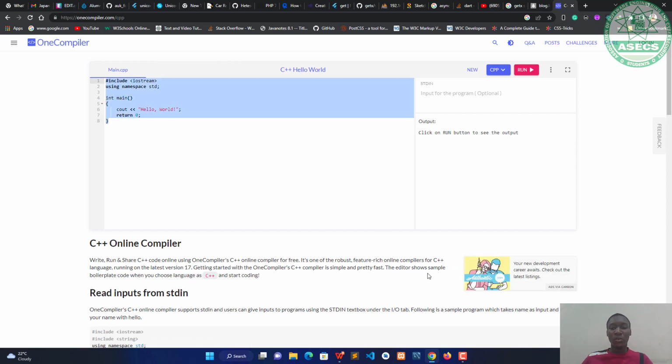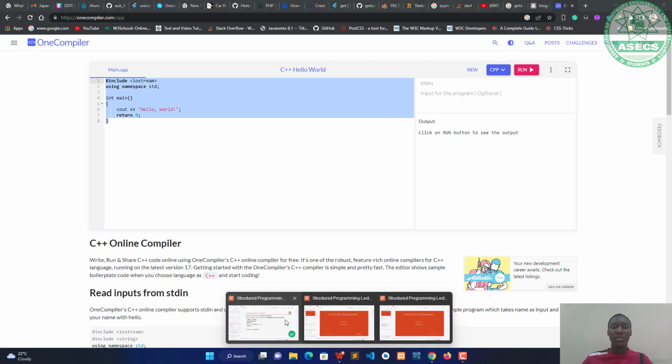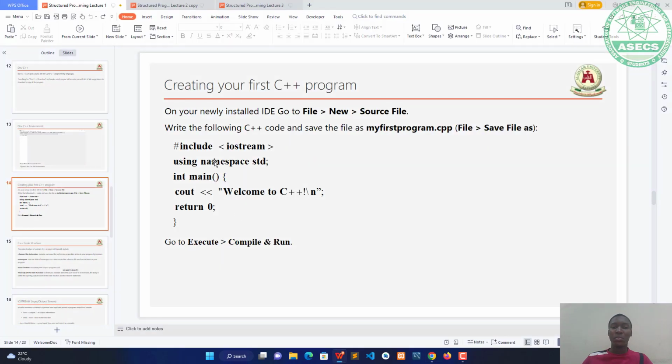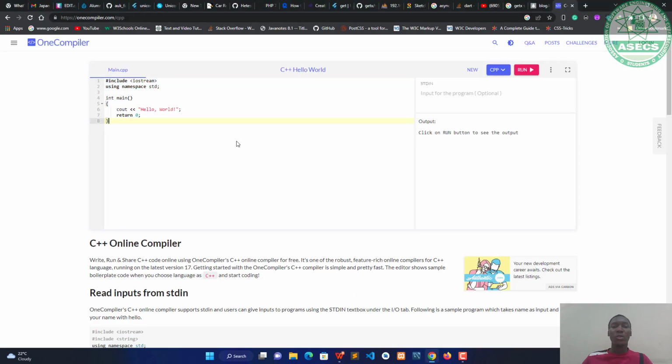Wannan code ɗin da aka rubuta ne, in kun duba da kyau, is the same thing abin da ke na wajen. It's almost the same thing. It's the same thing ma, ko na an ce welcome to C++ ne, rubutun ya bambanta. Nan kuma an ce hello world. So now let me just hit on run. I shall share my result now. Output now match hello world.